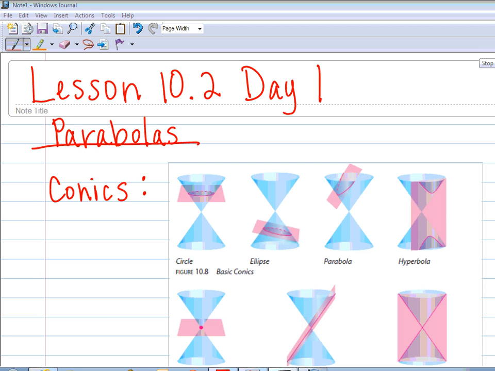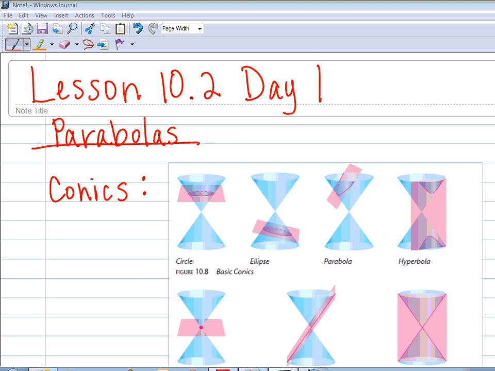Hello, this is lesson 10.2, day 1. We're going to be talking about parabolas in this lesson, but we need to be reminded about conics, all the types. You can see in this figure that we have circle, ellipse, parabola, and hyperbola.